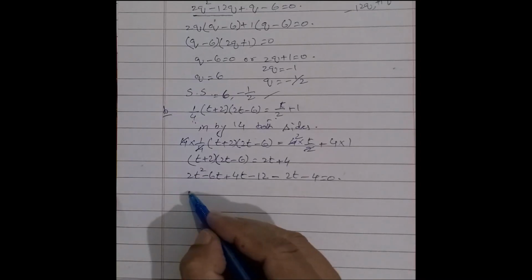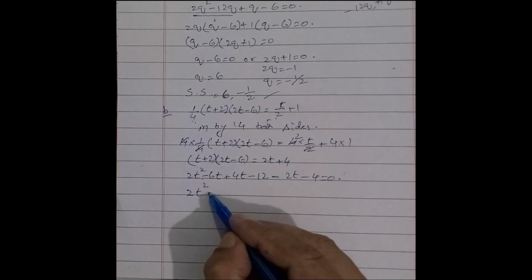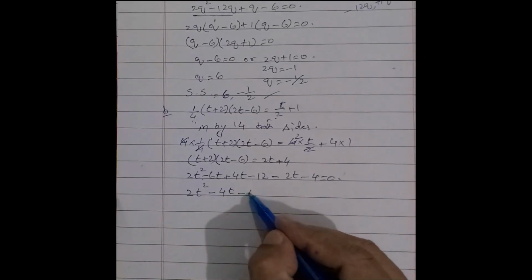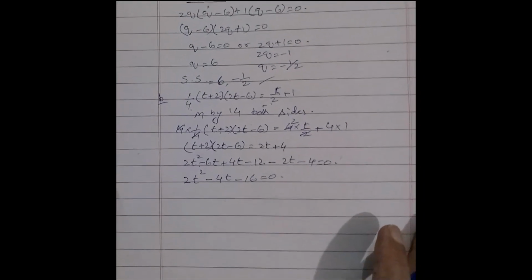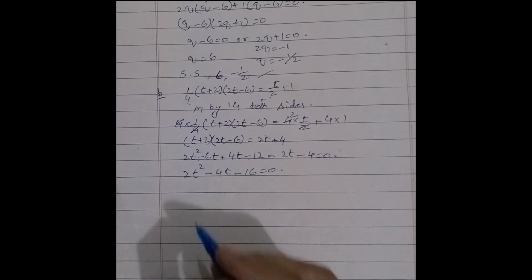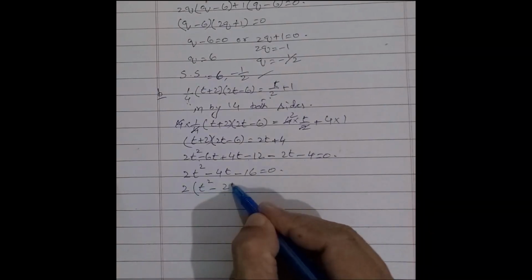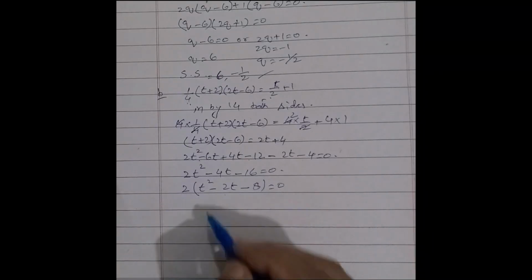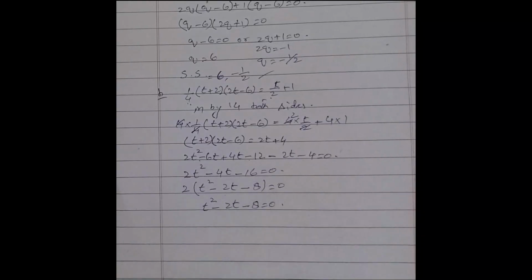Now simplify these values. We get 2t square minus 6t plus 4t, we get minus 2t, and this minus 2t, it is minus 4t. The next is minus 12 minus 4, it is minus 16 is equal to 0. Now we take common 2 to simplify our quadratic equation. The remaining value is t square minus 2t minus 8 is equal to 0, and dividing by 2 on both sides, we get t square minus 2t minus 8 is equal to 0.